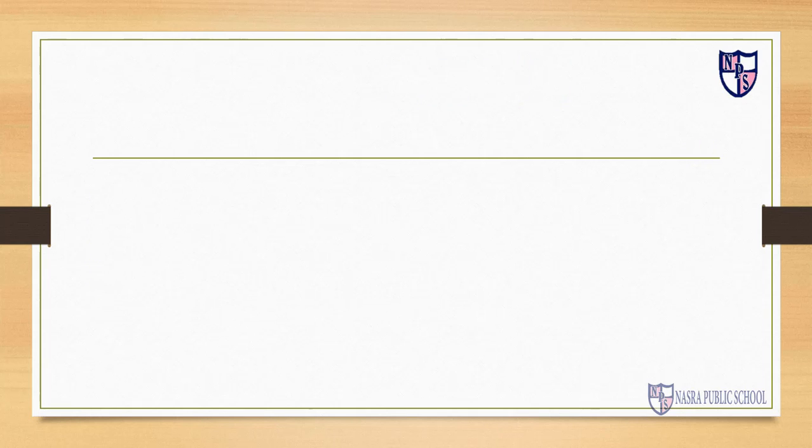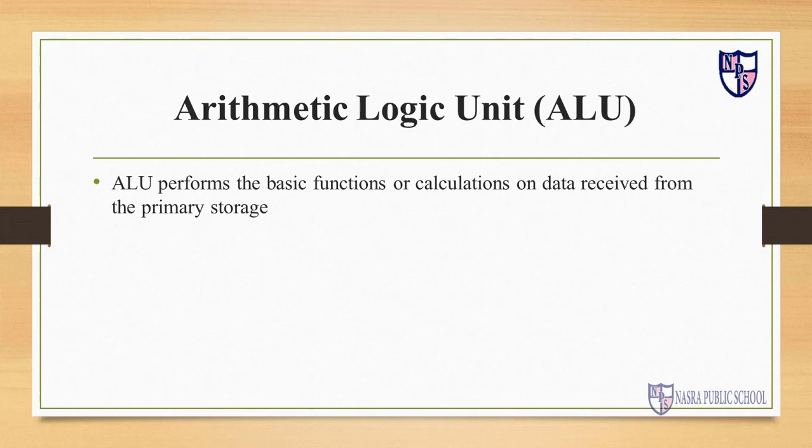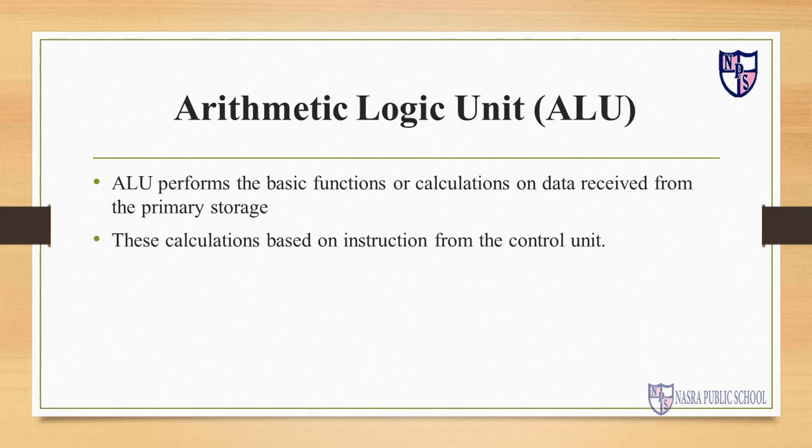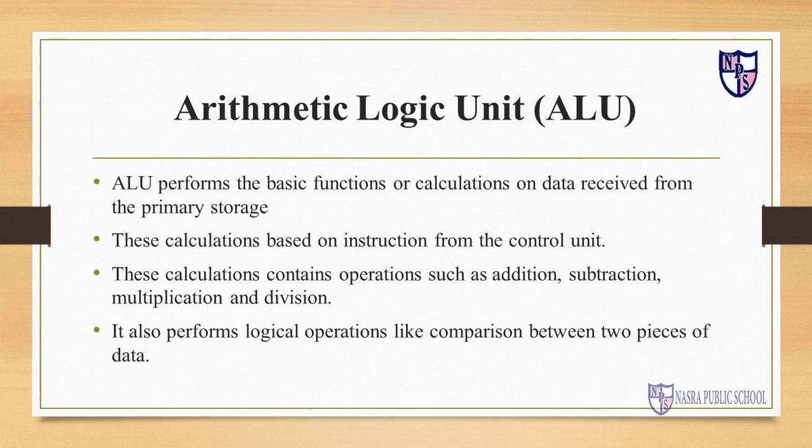Now move towards the second component, that is arithmetic logic unit, the ALU. ALU performs the basic functions or calculations on data received from the primary storage. These calculations are based on instructions from the control unit. These calculations contain operations such as addition, subtraction, multiplication, and division. It also performs logical operations like comparison between two pieces of data. These are the functions that are performed by the arithmetic logical unit.